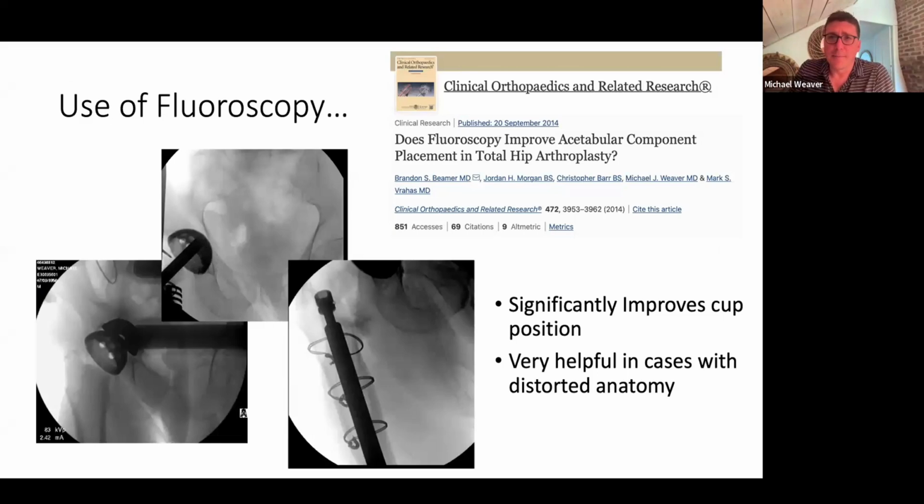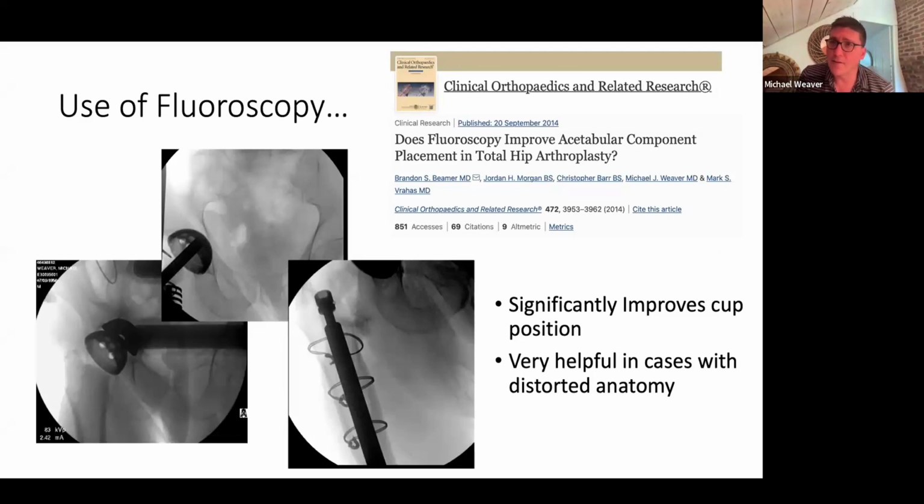One thing that I've learned a lot about is fluoroscopy. And this is something that one of my mentors, Mark Veris, taught me. This is a paper that we wrote up years ago, looking at using fluoroscopy to improve component position. There's certainly a little bit of a learning curve.